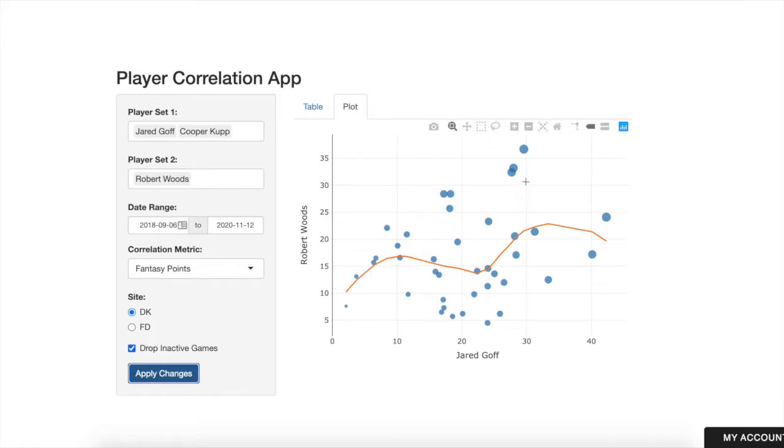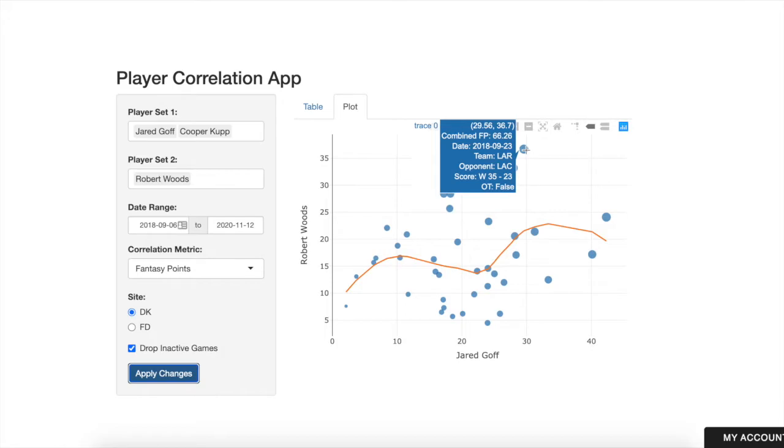Just one note about this plot also: if you hover above the data points, you can see information about that data point. So we're looking at this data point, and you'll see in the parentheses up top, that's just an XY coordinate. So in this week, Goff scored 29.5, Woods 36.7. You can see the combined fantasy points, so just those two numbers added up, date, and the team that they played on.